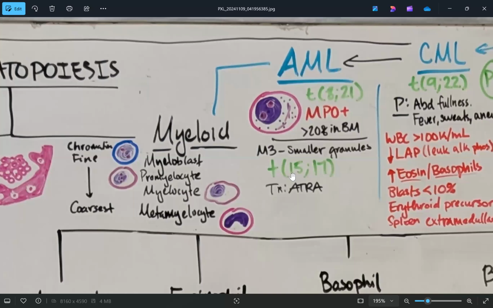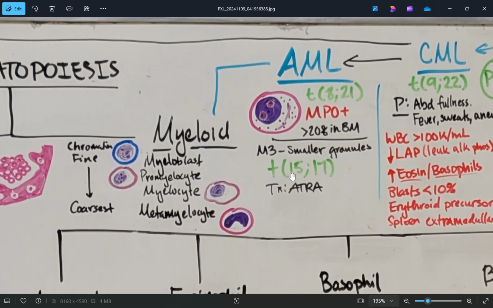You will have crystals or aggregates of those, which I should have written a description for because I wrote a lot of description for the other ones. But if you look at the blast that I drew, there's granulations and there are also Auer rods, which are the crystal inclusions, which are the aggregates of MPO. Shout out to Crystal for the spreadsheet. You'll see greater than 20% myeloblasts in your bone marrow, which means again, it's a leukemia, right?